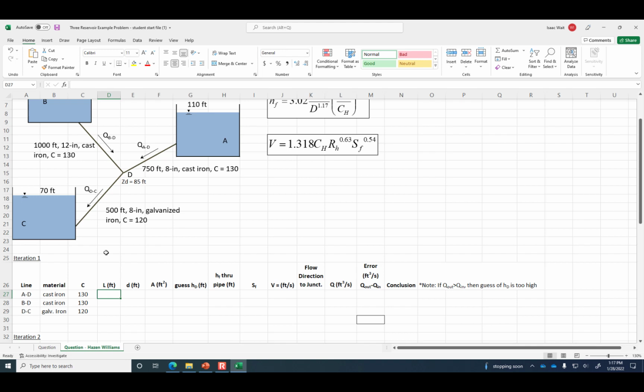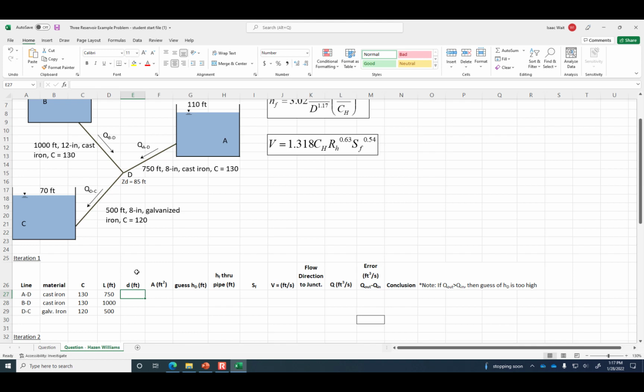You'll put in the lengths of the pipes, 750, 1,000, and 500. We'll put in the diameter of the pipe. Now, it's described in inches, but it's easier for us to calculate things if we record the diameter in feet. So we'll just do the quick conversion there.